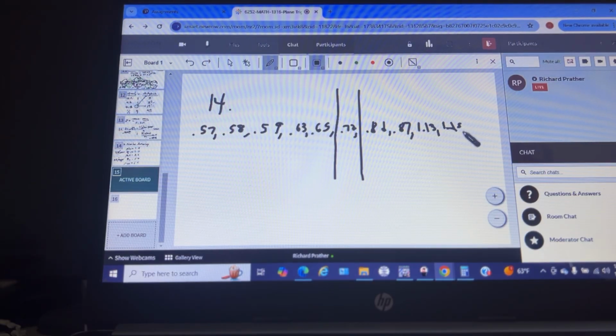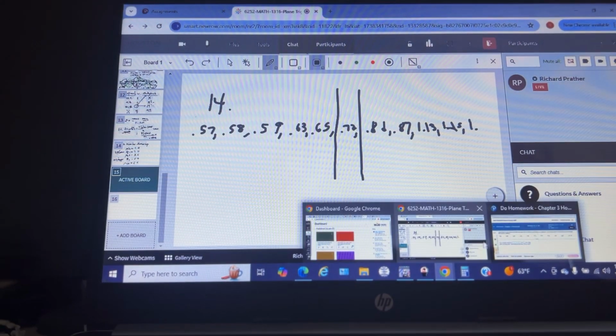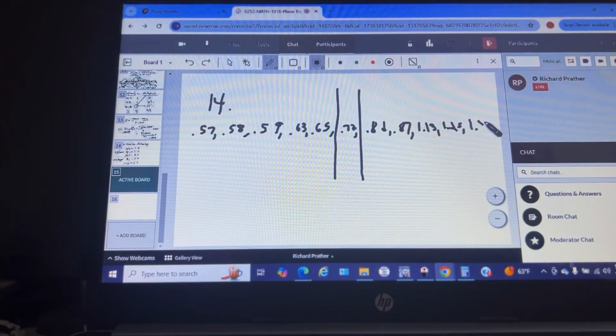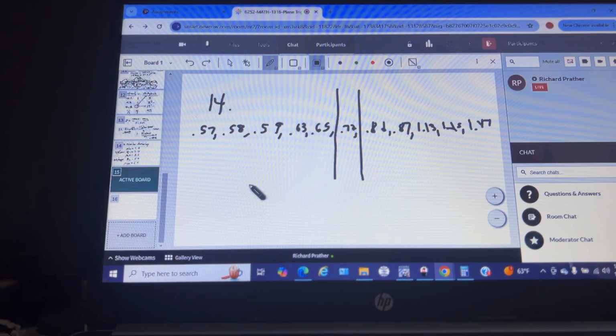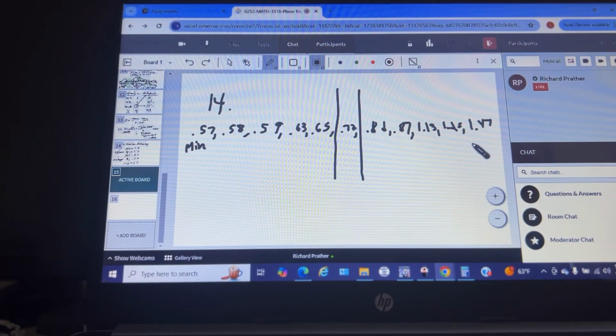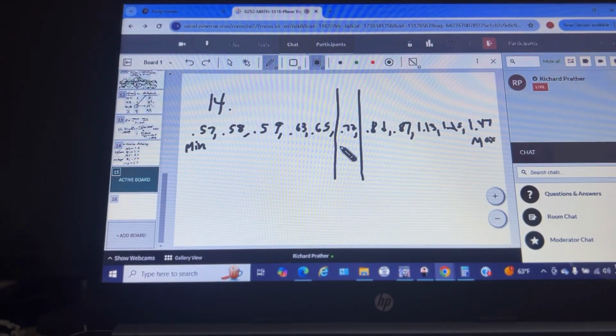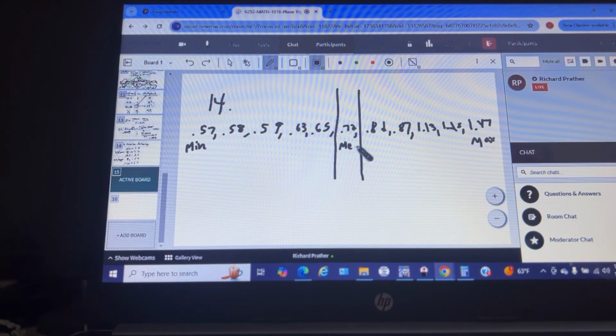And then 1 point, whatever the last one is, 1.47. So once the numbers are in order, the lowest number is easy, minimum. Highest number is easy, maximum. This time there's exactly one number in the middle, so that's the median. I don't have to average it. It's just sitting there in the middle.